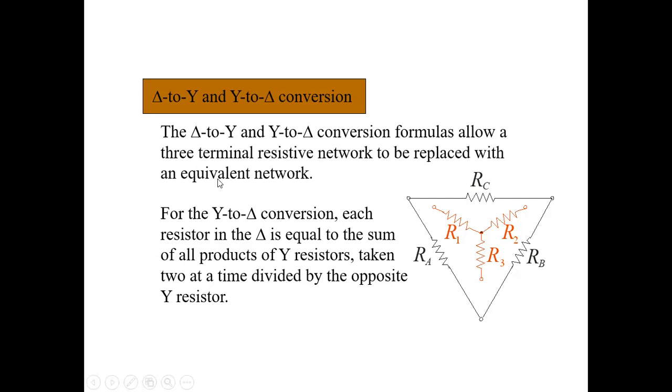For that, the values of the resistances from star to delta are Ra, Rb and Rc. So what is the value of Ra? The value of Ra is equal to the sum of all the products of resistors. Here, sum means addition: R1 into R2 plus R2 into R3 plus R3 into R1.